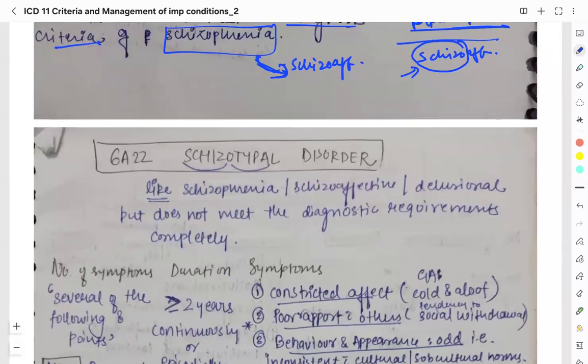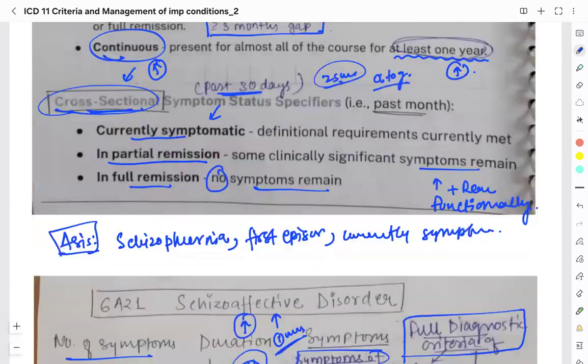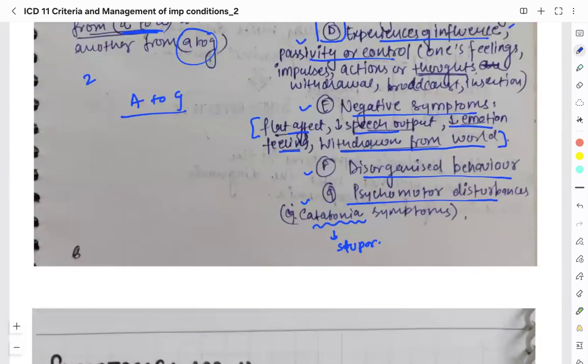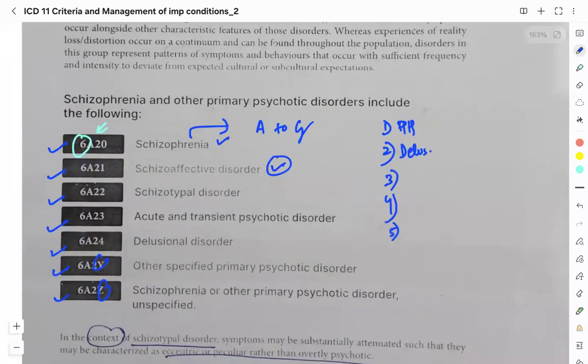All right. Okay. So can anyone tell what you understand by schizotypal disorder? We covered two of these here: schizophrenia and schizoaffective disorder. Do you have any questions here? Do you want to discuss something here? Anyone? No? All right. So, how about schizotypal disorder? What do you think it is?